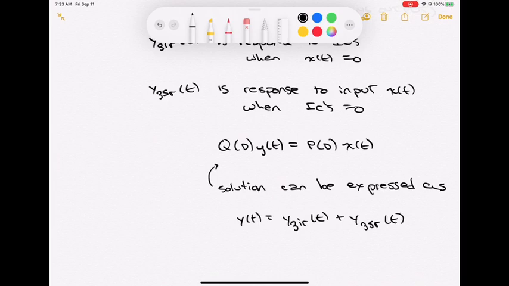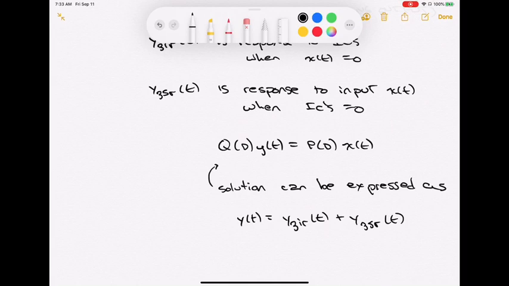So while it might not be totally obvious at the current juncture, the reason we do this, number one, it's intuitive to look at the response to separate sources of energy, and also the math required for the solution, as we will see shortly. The math required to find y ZIR or y ZSR are different, and so we would like to be able to split them up so that we can apply those different math techniques to each.